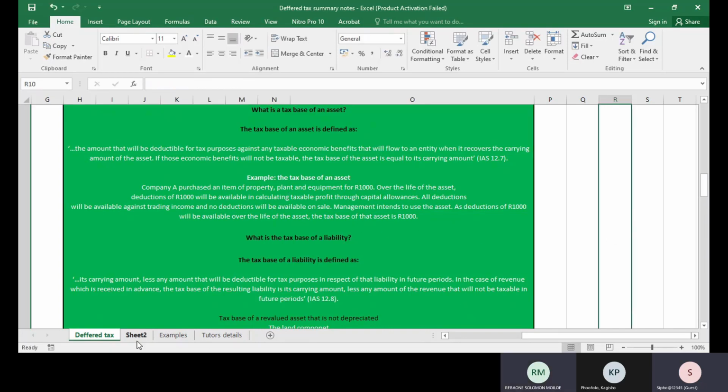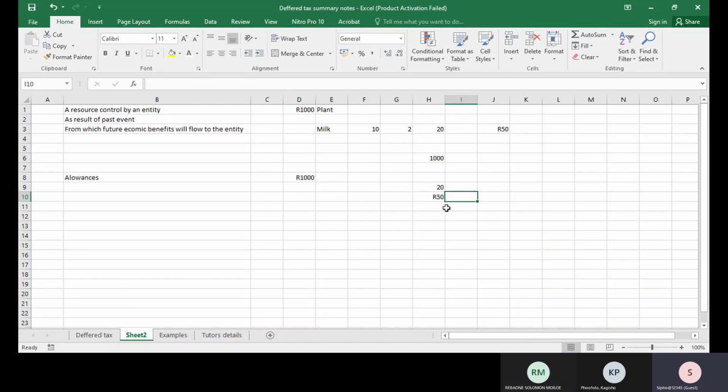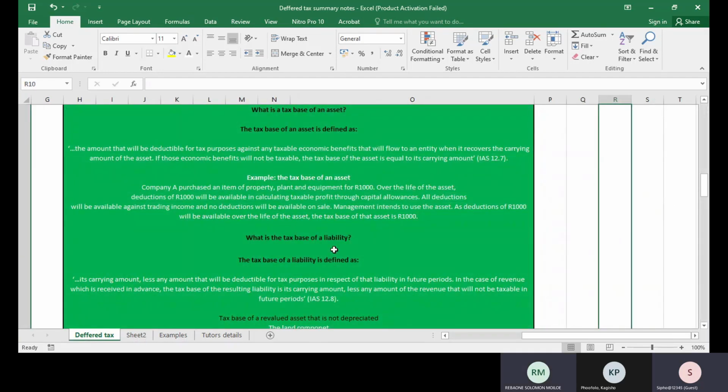So also what you need to check here, Solomon, is how you recover an asset. In this example that I've done for you here, you are recovering the asset through use. Sometimes you recover an asset through a sale transaction. Let's say you buy land with an intention of selling it. In that case, you are not recovering that asset through use. You are recovering it through sale. But I'll take you through the examples when we go through it. For now, it's just for me to explain these definitions so that you have an understanding.